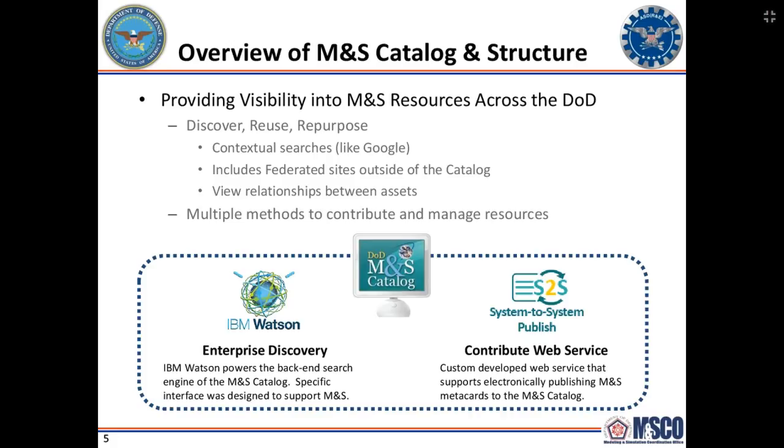The catalog is also comprised of a web service architecture uniquely designed to support the electronic publishing of M&S Metacards into the catalog. Using XML, or extensible markup language, and a common data schema, the MSC DMS, to pass the data from one system to the other, the human-in-the-loop effort is reduced, and there are instantly multiple methods to contribute and manage resources that are shared to the community for enterprise discovery.